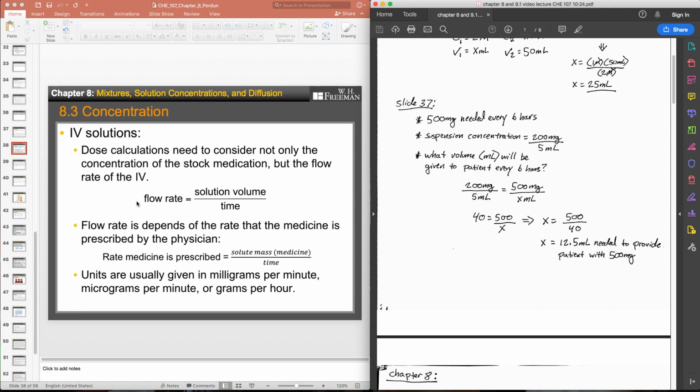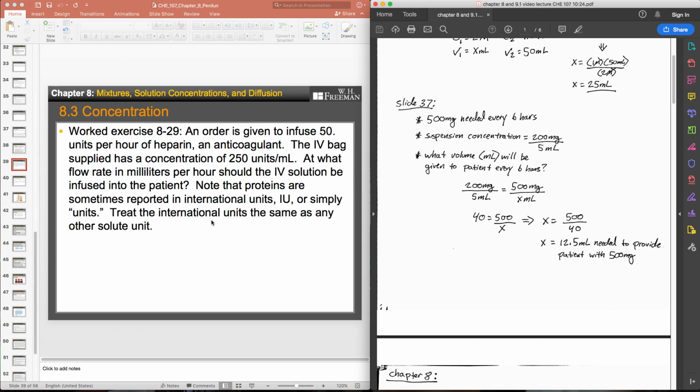A lot of times you'll get an order from the physician that says we need to give this patient this much medication over this much time, and the concentration of the IV bag is this concentration. Then you have to determine what to set the flow rate at to be sure that if I come back in, say, 6 hours, this patient has received exactly that mass of medication. Units are usually given in milligrams per minute, micrograms per minute, or grams per hour. And what you'll see with this next example is that sometimes they're just given in units.